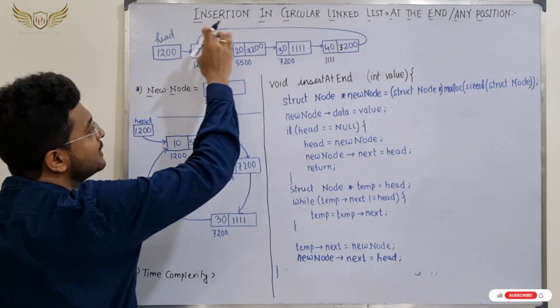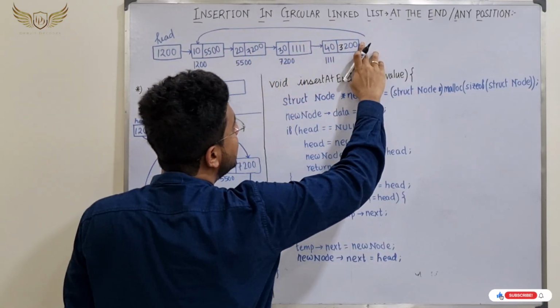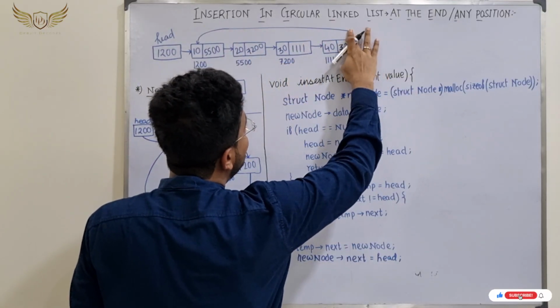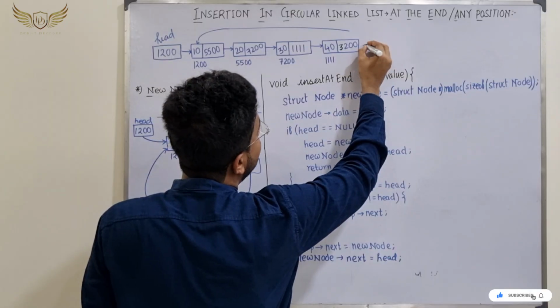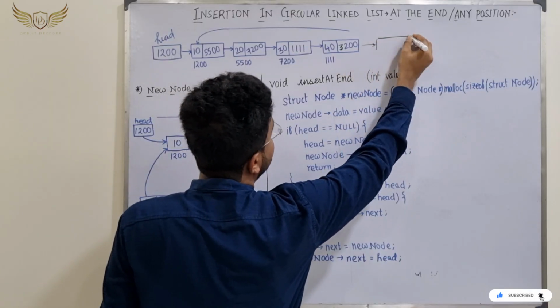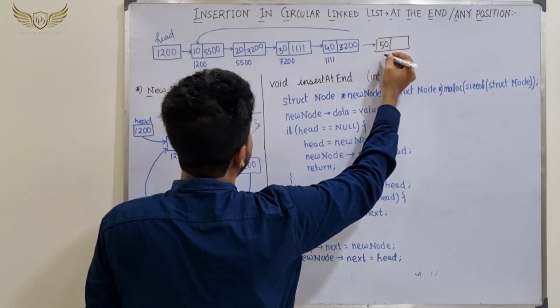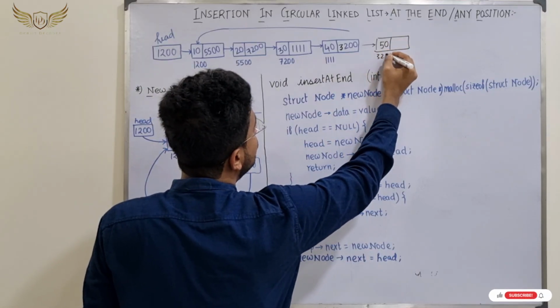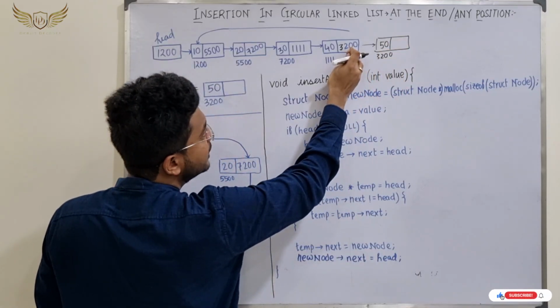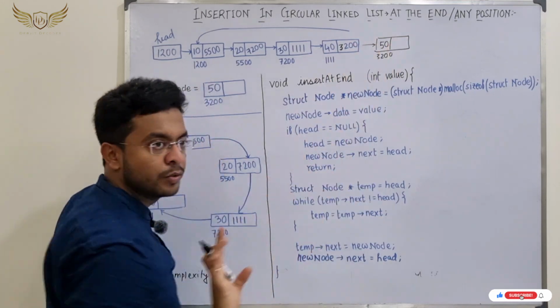Correct? So if it is holding, say, this node, now this will be broken. So it will not be like this. This link will not be there. So instead, what will be happening? Instead, it would be holding this particular thing, 50. Okay, and the memory location is 3200 because it is holding 3200, the address of the next node. That's how it is looking.